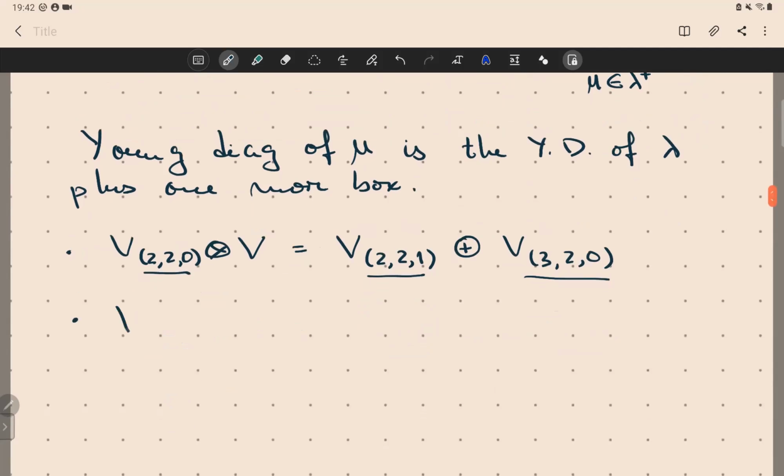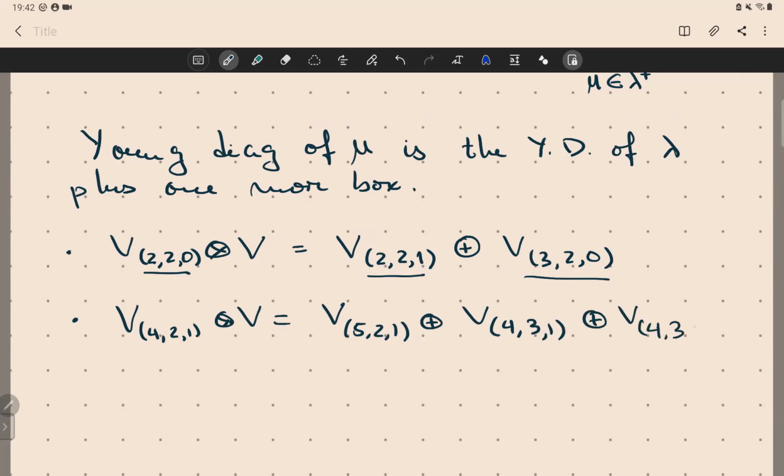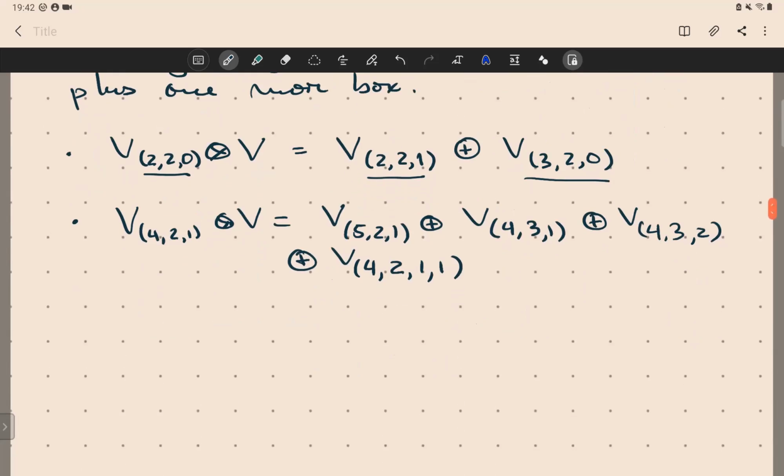So this gets a bit more complicated as you go on. For example, 421 tensor V will have 4 components. I will just write them down quickly. They are all obtained according to Pieri's rule. And this gives you a very nice way of finding decompositions. This is a generalization of Clebsch-Gordan's rules for SL2, which everyone has seen at least once, I think. This is like a much more general rule.